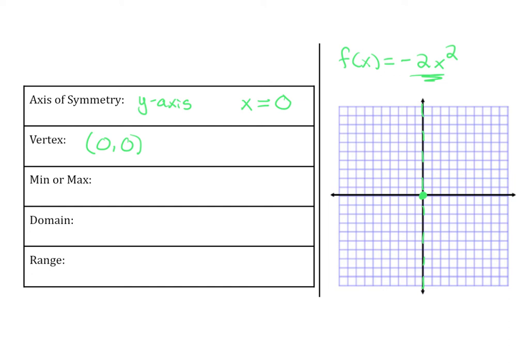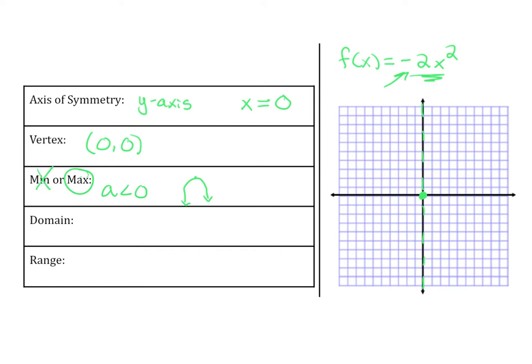Okay, min or max. Let's think about this. That a value is negative. a is less than 0. That means my parabola is going to open down. If it opens down, it's going down forever, but there's a maximum point. So there is no minimum point, there is a maximum point.